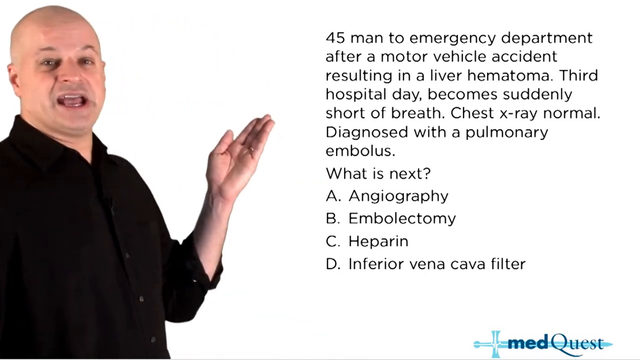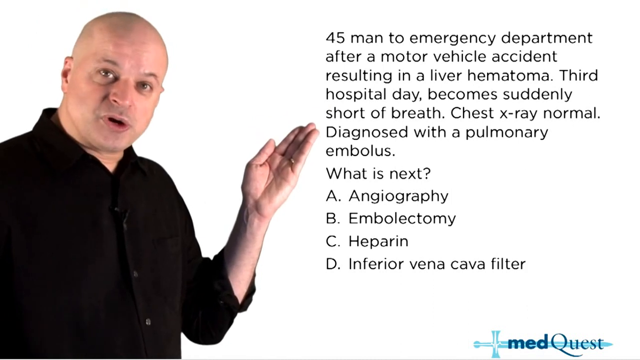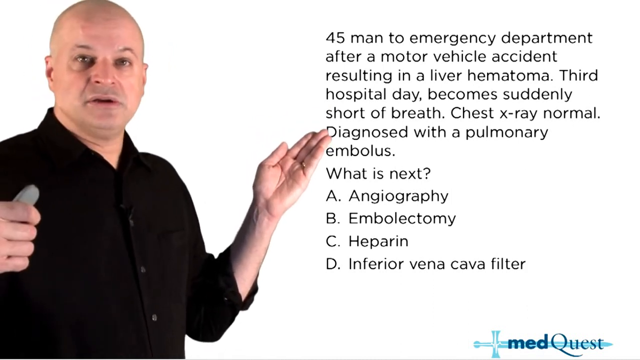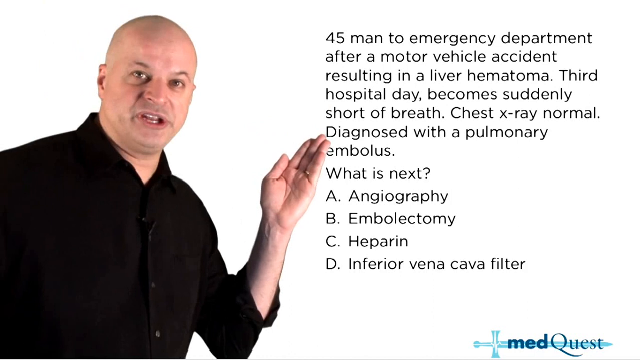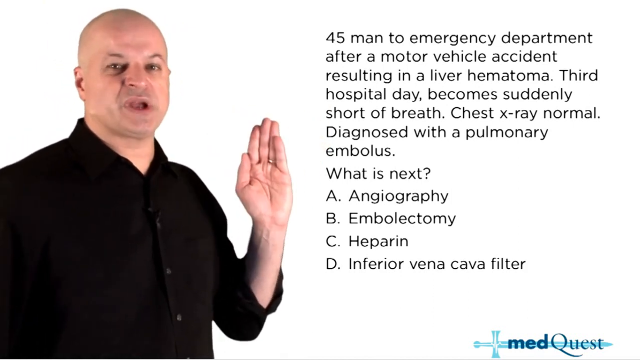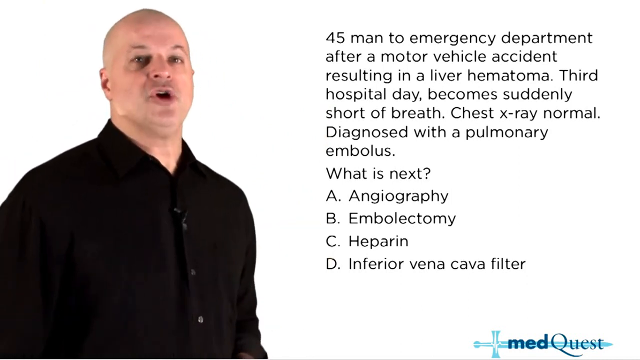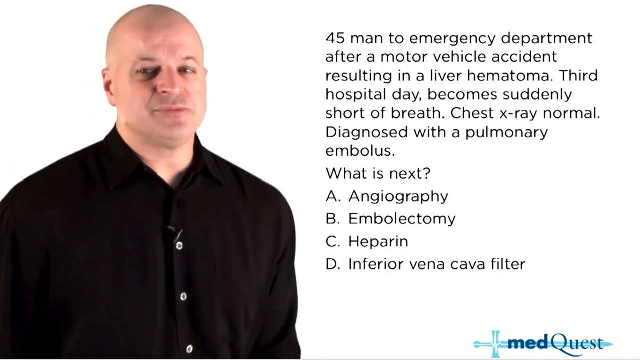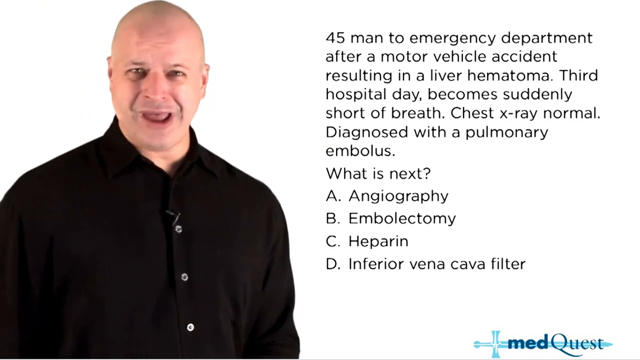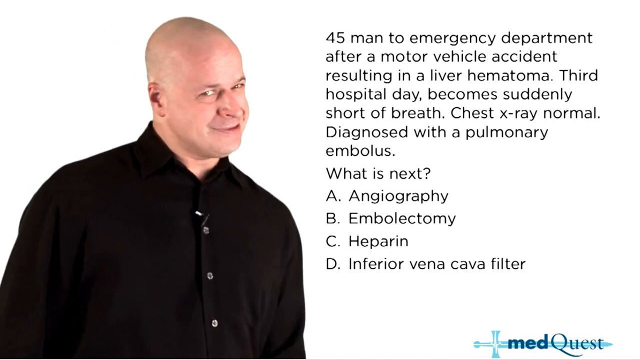A guy has a motor vehicle accident with a big hematoma, and now he becomes short of breath. Well, this is trauma, this is immobility. Of course he becomes short of breath, and sudden onset of shortness of breath with clear lungs is pulmonary embolus. Sudden onset of shortness of breath with a normal x-ray. How'd you get so hypoxic if your lung fields are normal?